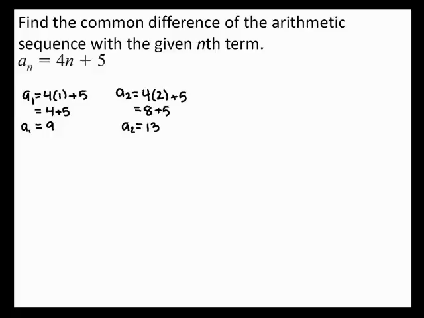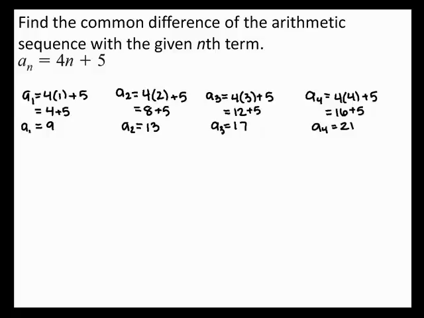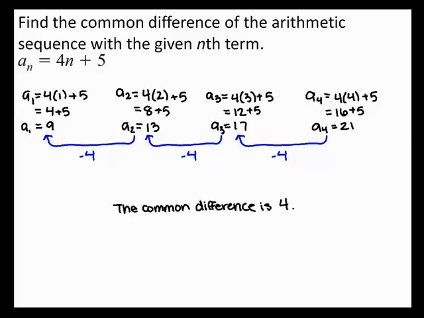Substitute 3 in for n. Simplify 4 times 3. Simplify 12 plus 5. You find that a sub 3 is equal to 17. Substitute 4 in for n. Simplify 4 times 4. Simplify 16 plus 5. You find that a sub 4 is equal to 21. To get from 21 to 17, 17 to 13, and 13 to 9, you need to subtract 4. The common difference is 4.